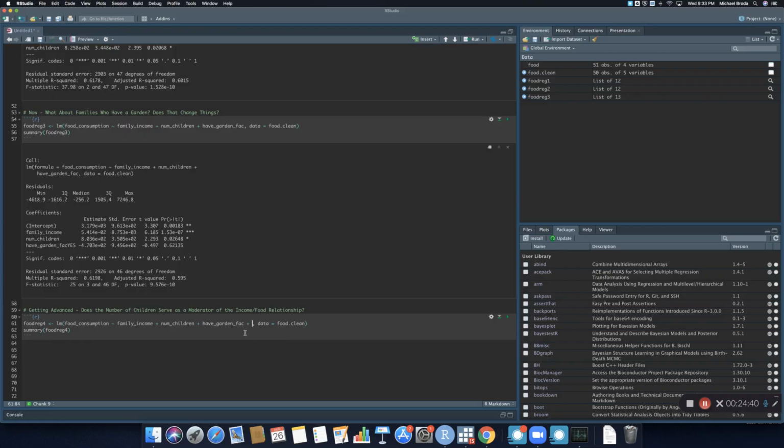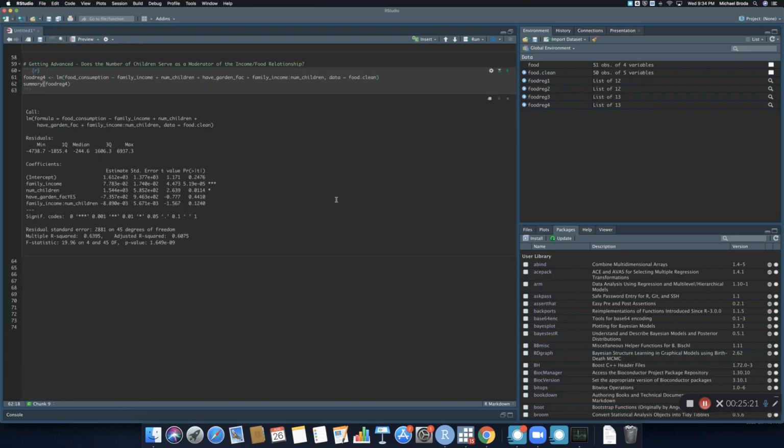plus, to specify an interaction, you put one variable, a colon, and then a second variable, like this. Ta-da, just like that. So now I have a main effect for family income, a main effect for number of children, a main effect for having a garden, and then an interaction effect between family income and number of children. The software is going to create that interaction effect and test it statistically, and we can see whether it's realistic to assume that these things should be considered separately or as interacting with one another.